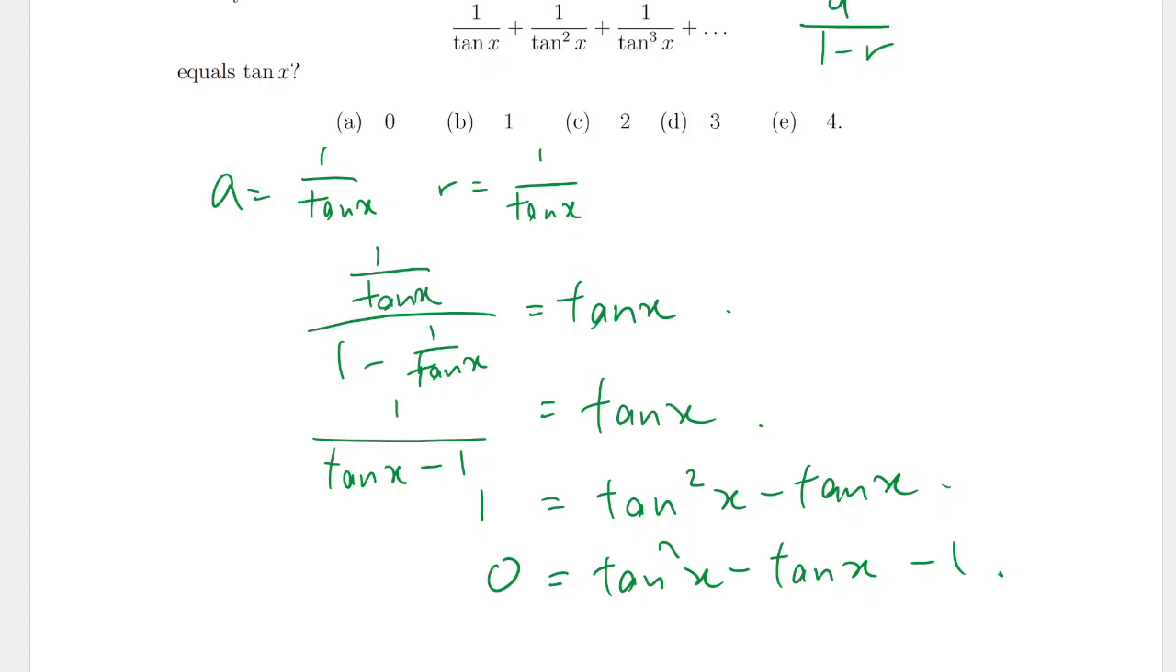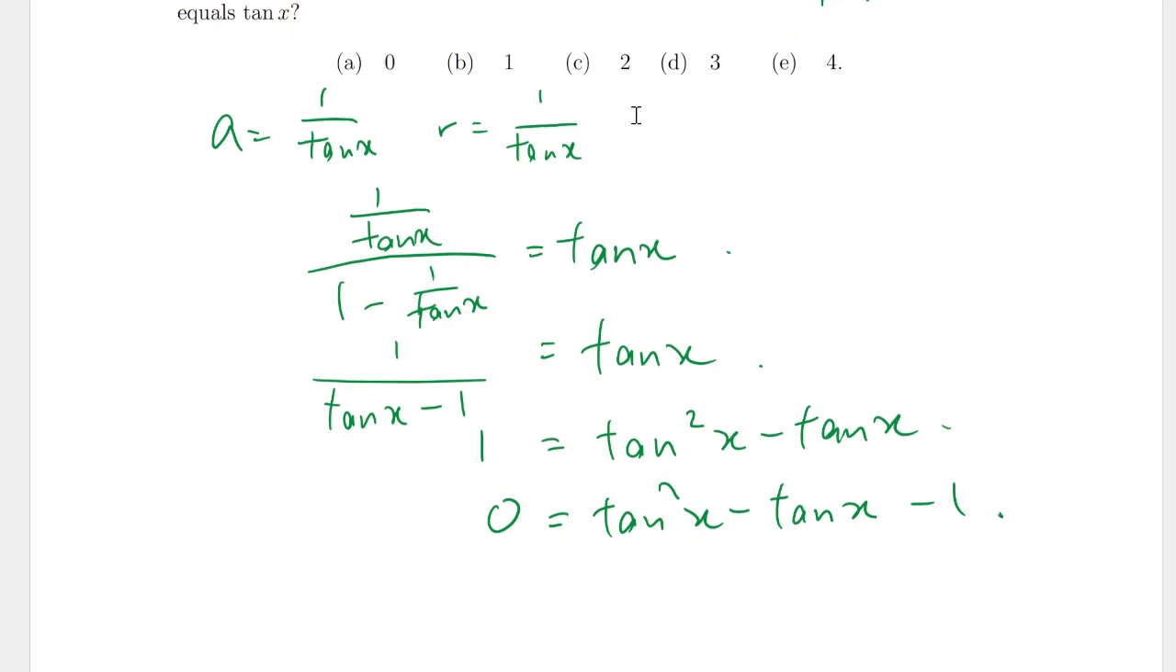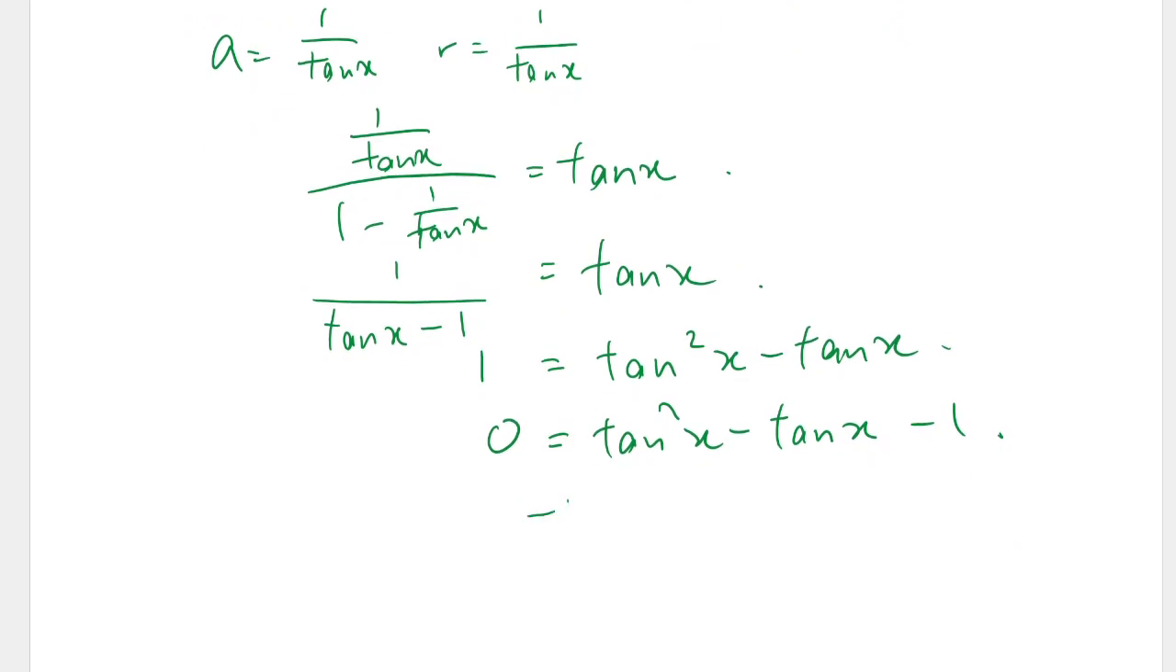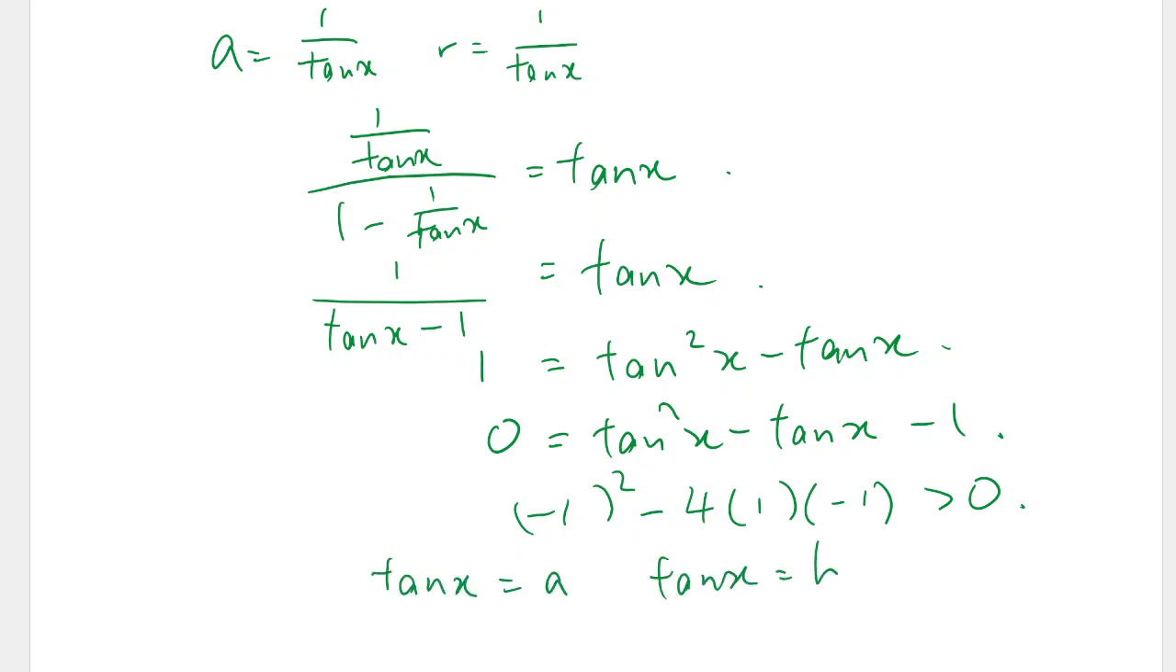You know that this quadratic has two solutions because if you take the discriminant of it, then you have negative 1 squared minus 4 times 1 times negative 1, which is definitely greater than 0. Therefore, tan x can be a or tan x can be b. Tan x could be some value a, tan x could be some value b.